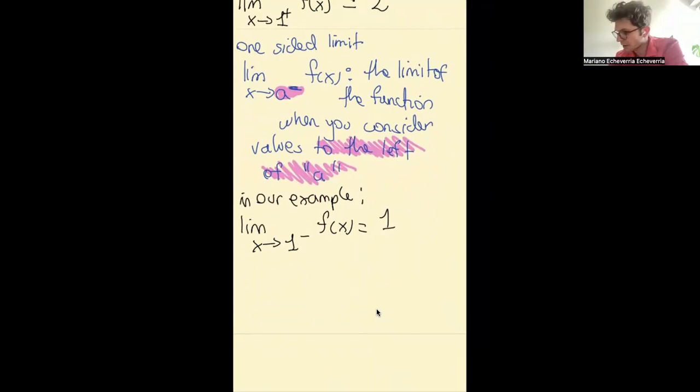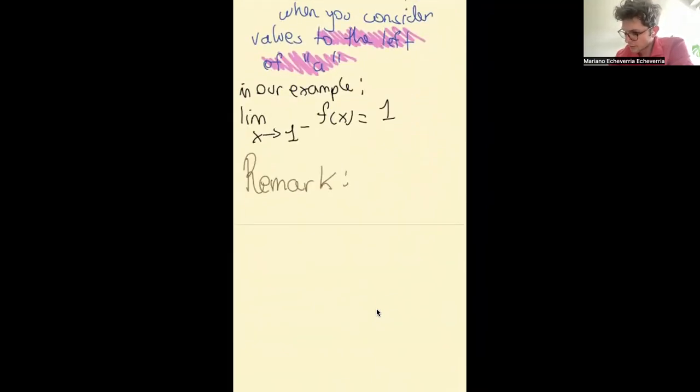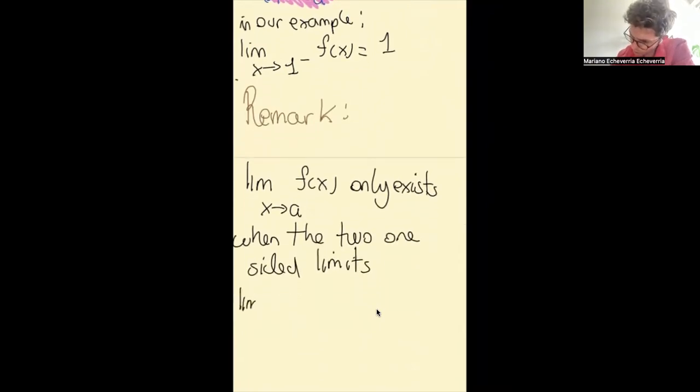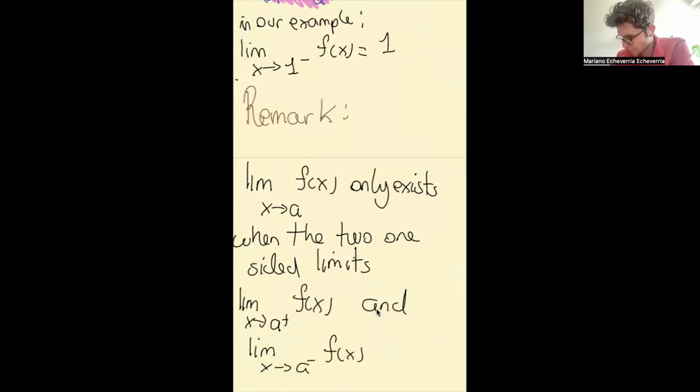So the remark is that the limit as x approaches a of f of x only exists when the two one-sided limits agree. I give you the same answer when the two agree.